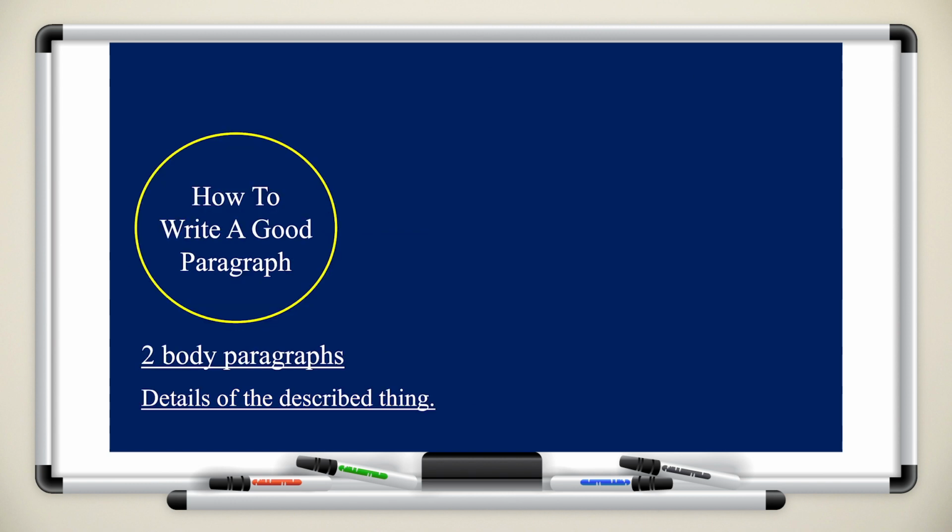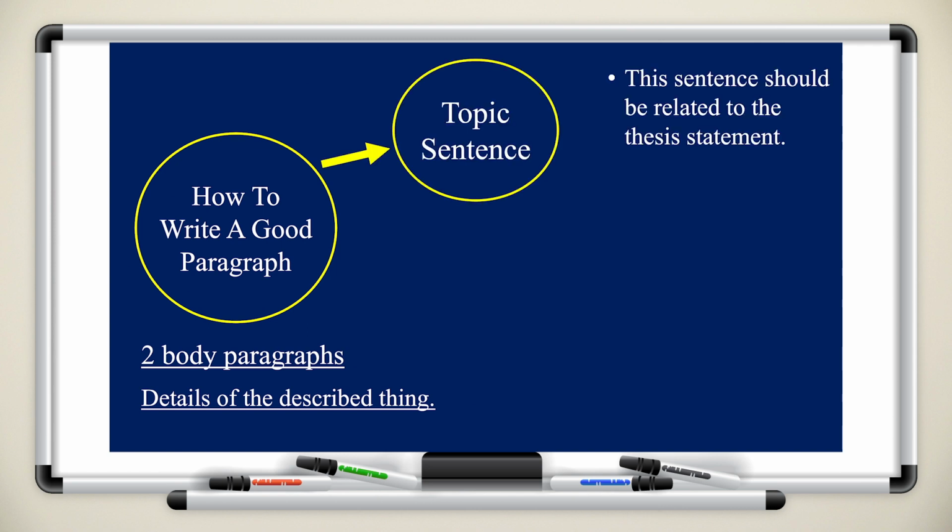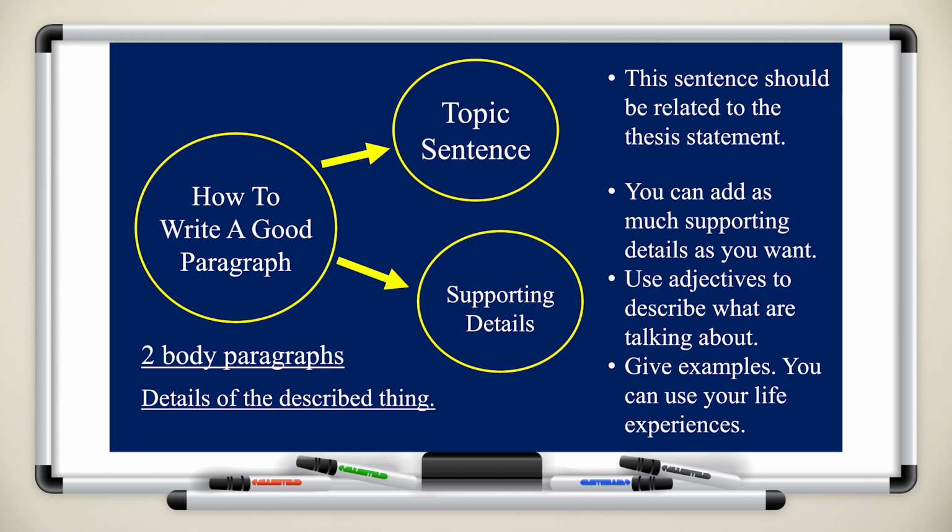Let's go to the body, which contains 2 paragraphs, as we said, and both of them contain the same elements. Now, how to write a good paragraph? Topic sentence. This topic sentence should be related to the thesis statement, and then supporting details. You can add as many supporting details as you want. Use adjectives to describe what you are talking about. Give examples. You can use your life experiences if you want.